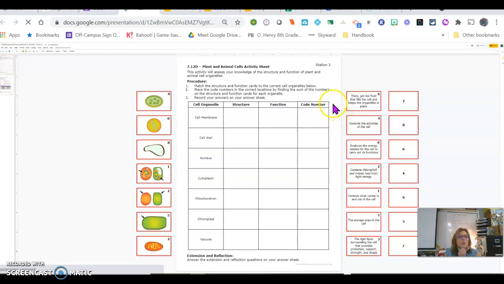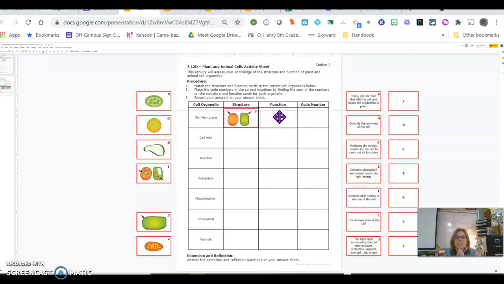Will certainly help you. So in this, you need to match the structure and the function cards for the cell organelle name. So cell membrane, I will tell you, is pointing to this outermost layer. Both types of cells have that, so that's the cell structure. And the cell membrane actually controls what comes in and out of the cell.